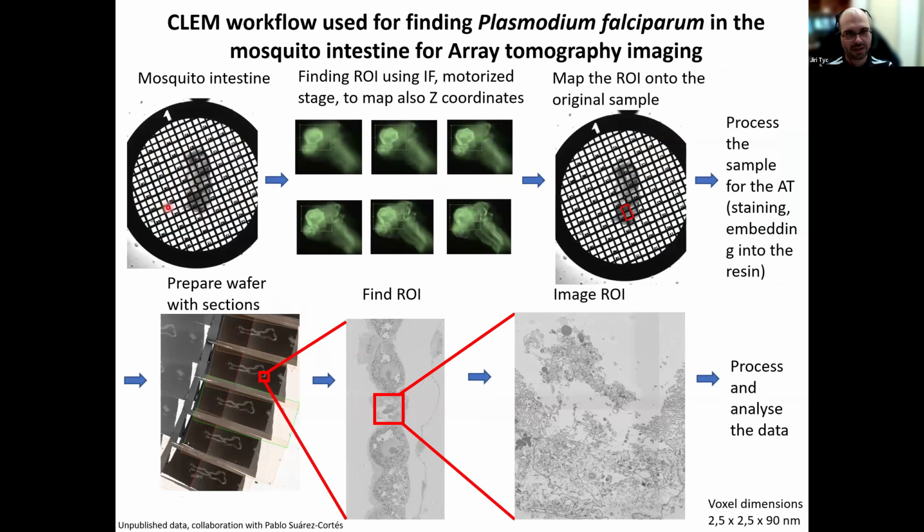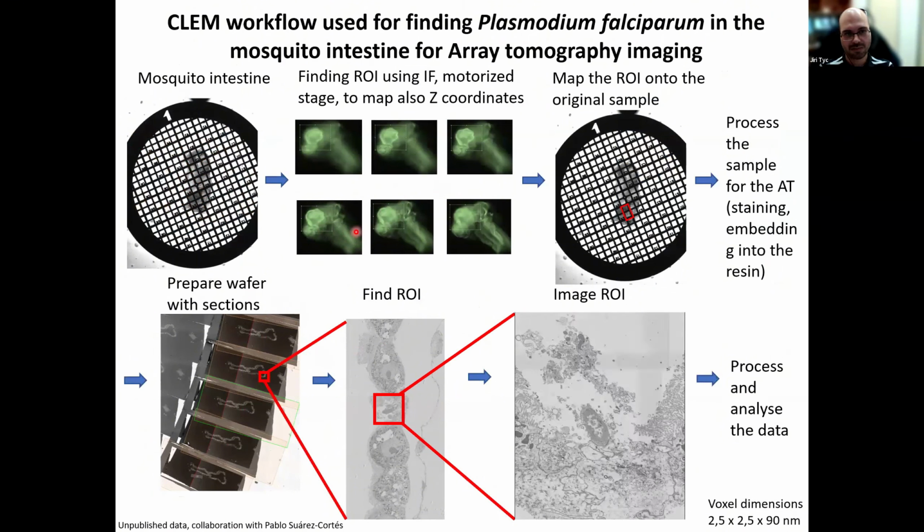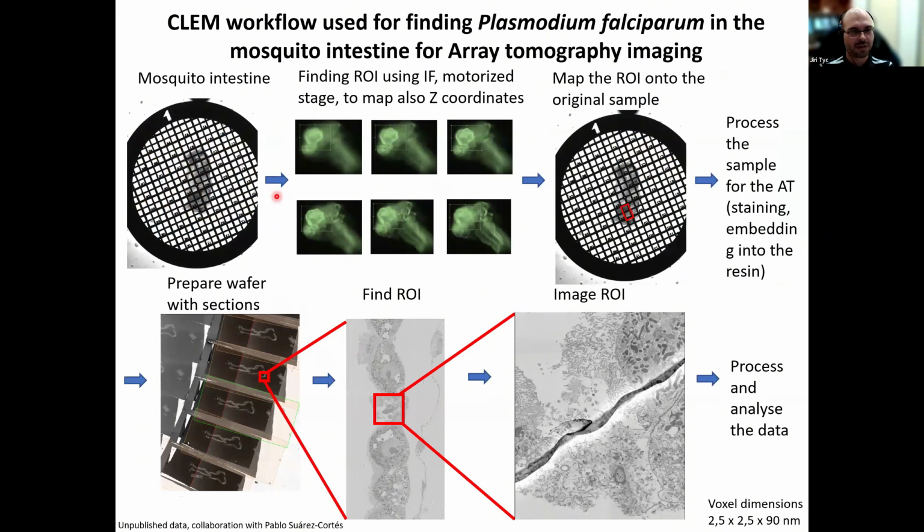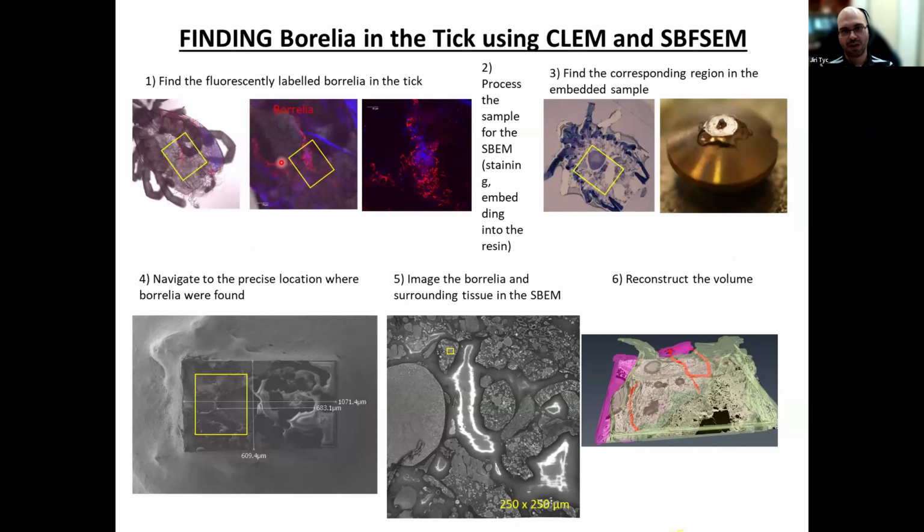So we use the grid and motorized stage, and sometimes the sample is too big for the grid, but there is another way how we do it. So in Borrelia, this is again in the tick. The tick is big, so we use the tissue as a marking of the place. So you see actually with the fluorescence where the Borrelia are. You can map this region.